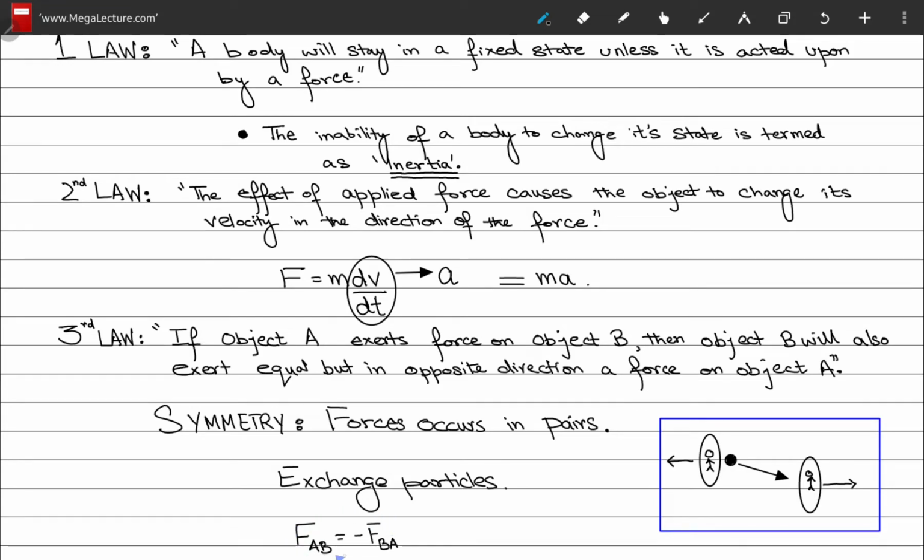So mathematically, the law can be represented as follows. The force from person B to A, or you can read it the other way around, is equal to the negative of the force in the opposite direction. If this is the force from person A to person B, then that would be equal to the negative of the force from person B to person A. This is also known as the action, while this is known as the reaction force.